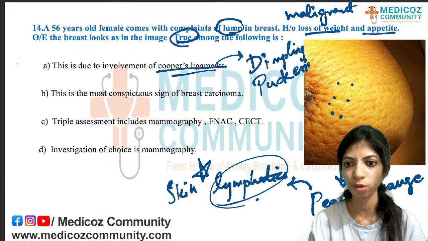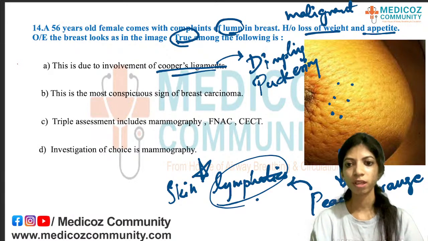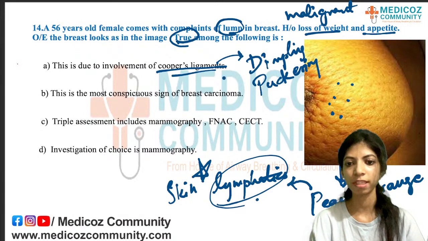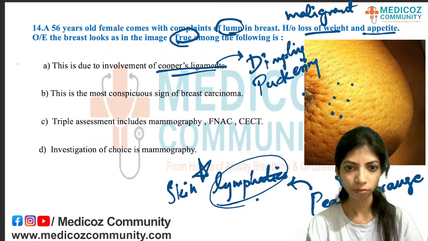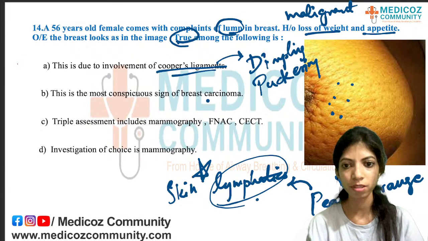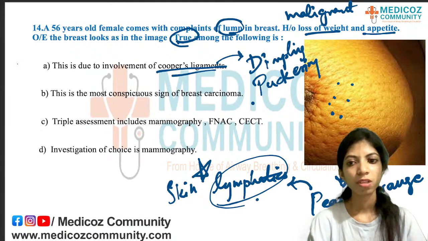This is one of the questions that is repeated. You can see dimpling and puckering are due to Cooper's ligaments and peau d'orange is due to involvement of the lymphatics. Don't confuse between these two. Just remember. Okay, let's go to the next option. This is the most conspicuous sign of breast carcinoma. So, this is a very classical sign of breast carcinoma. This is the correct option and the first is a wrong option.